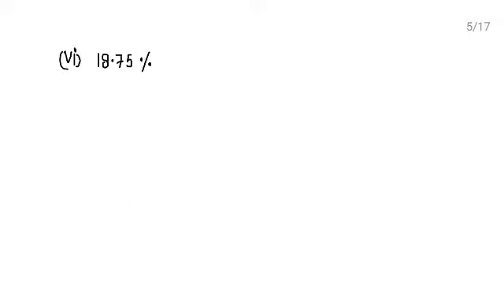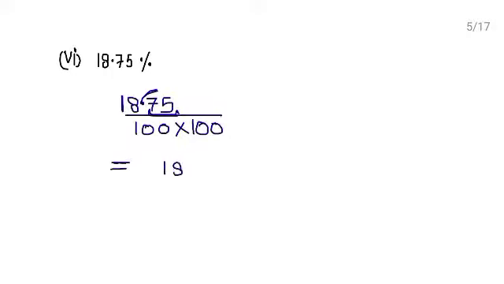Now the next part is 18.75%. Write 18.75 as it is. Remove the percent sign and put 100 in the denominator. Now remove this decimal and put 100 in the denominator. Why? Because after the decimal there were 2 digits, so there will be 100 in the denominator. Now this is 1875. In the denominator you have 10,000. Right?